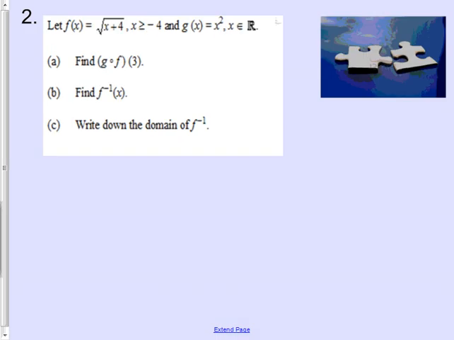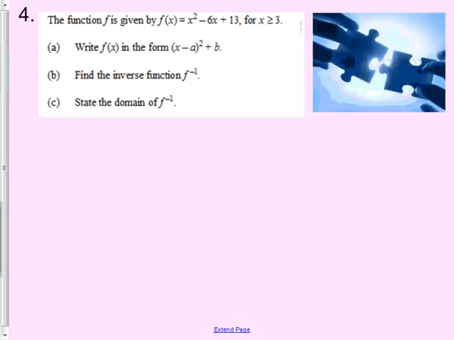Okay, so I believe these are all going to be doable. 1, 2, 3, and 4 is your only homework for tonight.